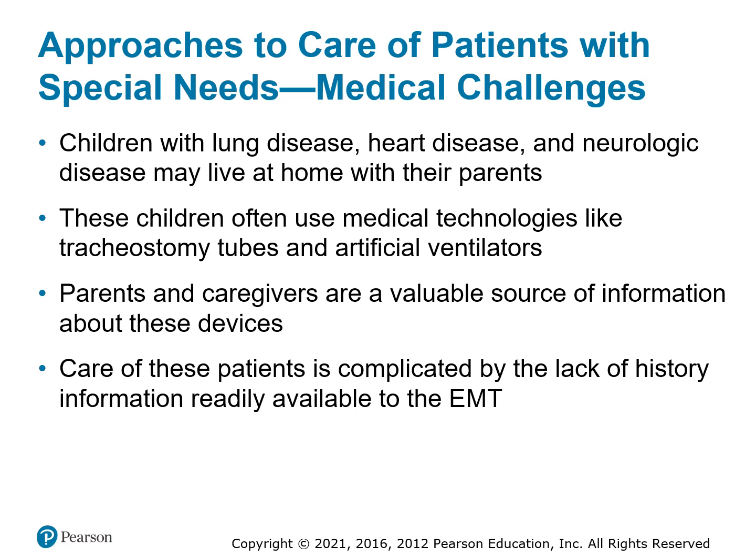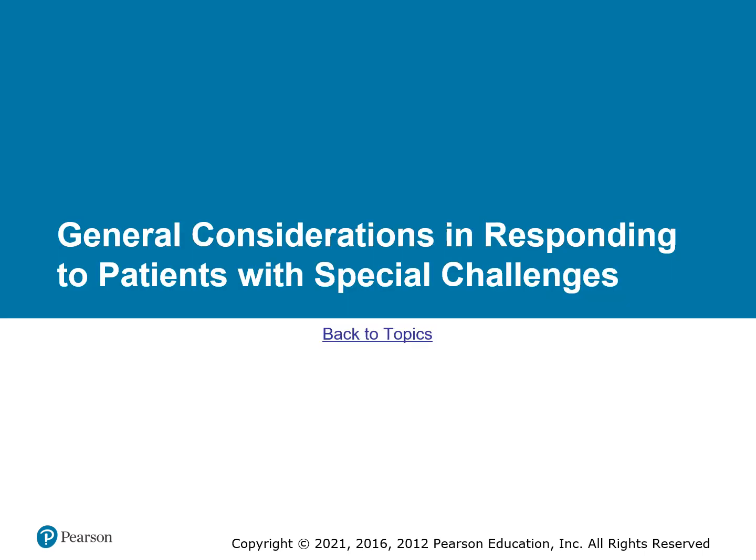Some medical challenges. Children with lung disease, heart disease, and neurologic disease may live at home with their parents. These children often use medical technologies like tracheostomy tubes and artificial ventilators. The parents and caregivers are typically a valuable source of information about the devices. They have to go through a lot of training through the hospital or doctors before they're allowed to take the patient home on that equipment. Care of these patients is complicated by the lack of history information readily available to the EMT. In my experience, most of the parents and caregivers have a very good history of the patient when they are at home on these devices.